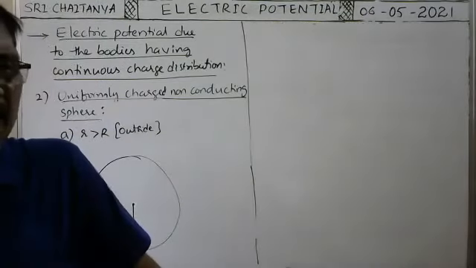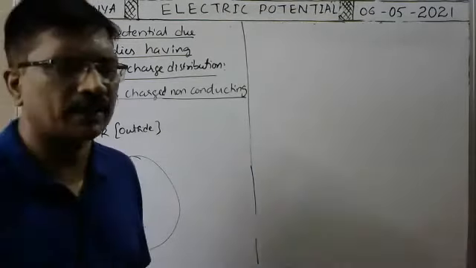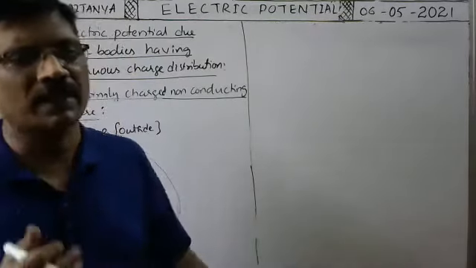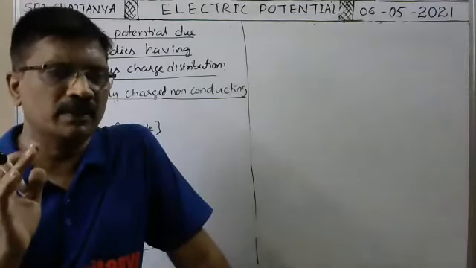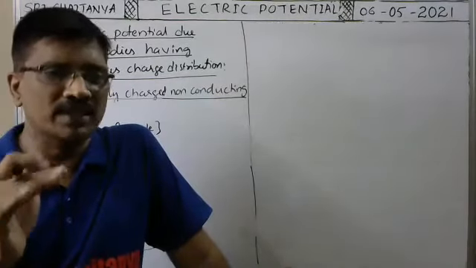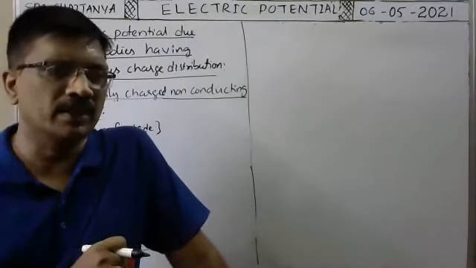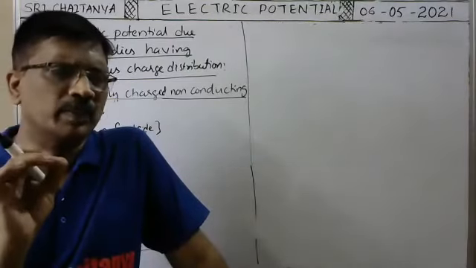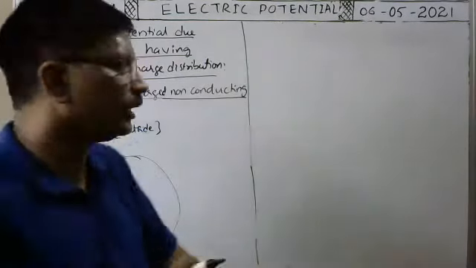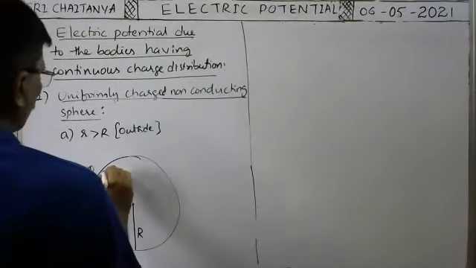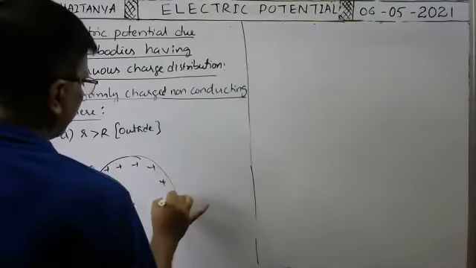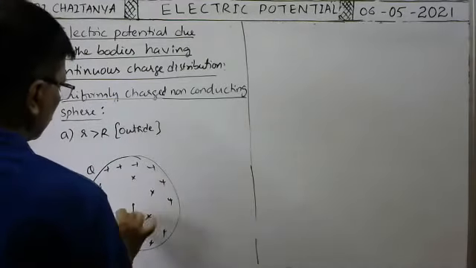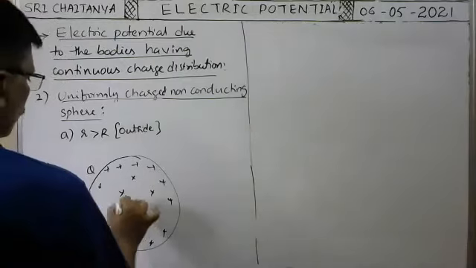In case of a non-conducting sphere, when you supply charge to the non-conducting sphere, it distributes uniformly over its entire volume. Whereas in case of a conducting sphere, whatever charge is given to the sphere distributes uniformly only over the surface. But in case of a non-conducting sphere, the charge Q given to the sphere distributes uniformly over its entire volume. Like this. It is the center here.